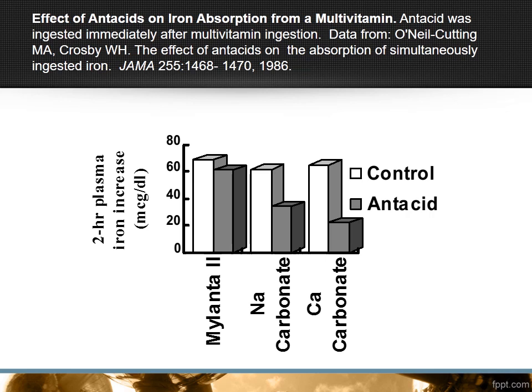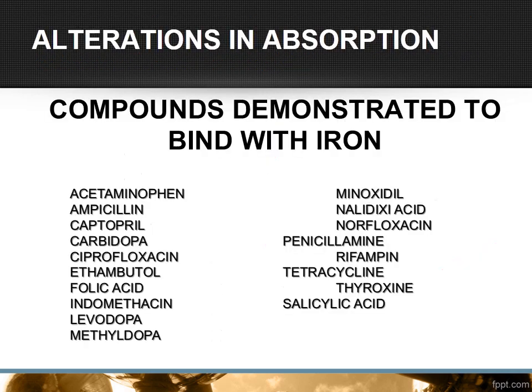Okay, and this is another example of the effects of antacid on iron absorption from a multivitamin. In this study, antacid was immediately administered after the multivitamin was ingested. So you can have a look at the control. This is the plasma concentration, which is high enough for iron absorption, and when the iron is taken together with antacid, the level reduces. The blood concentration of iron reduces, which means it will affect the bioavailability of iron.